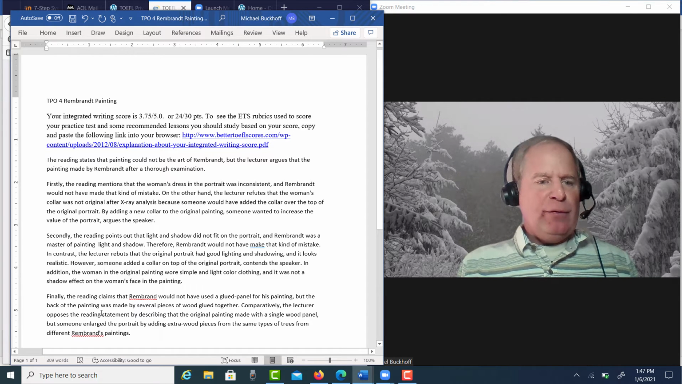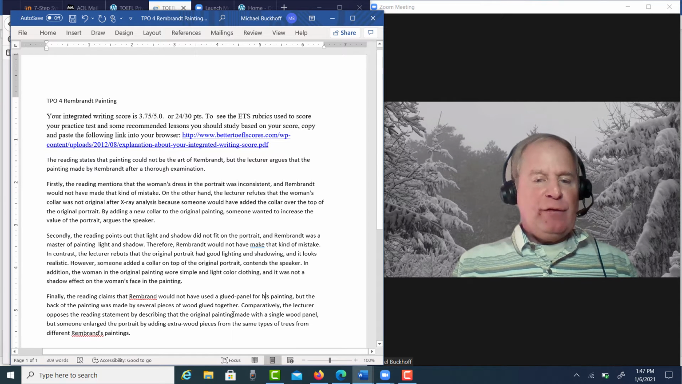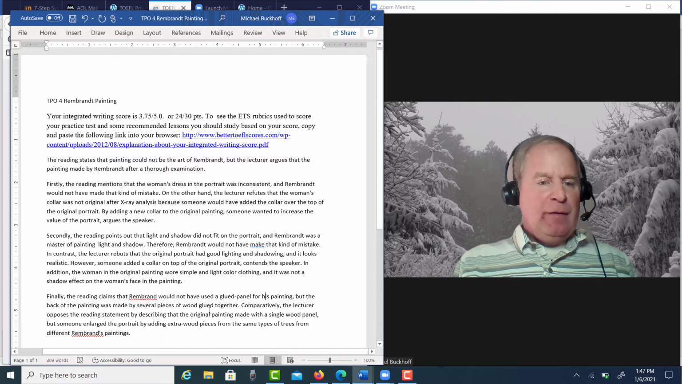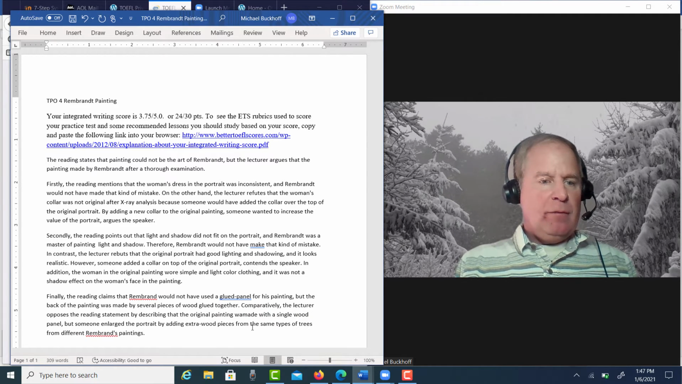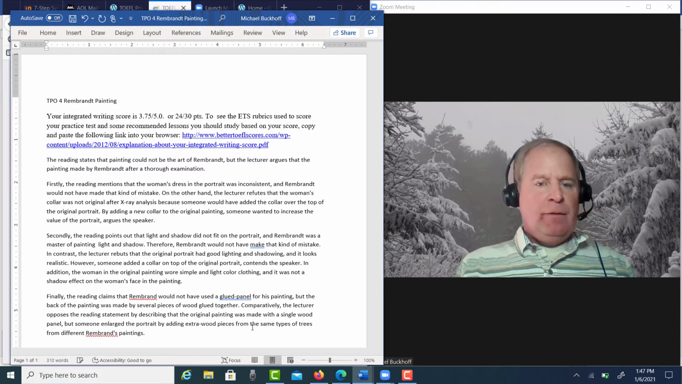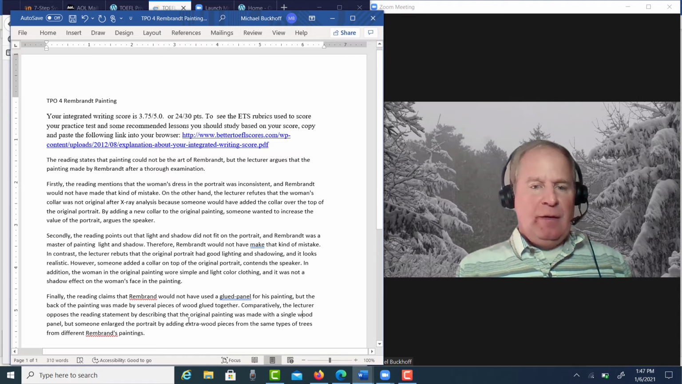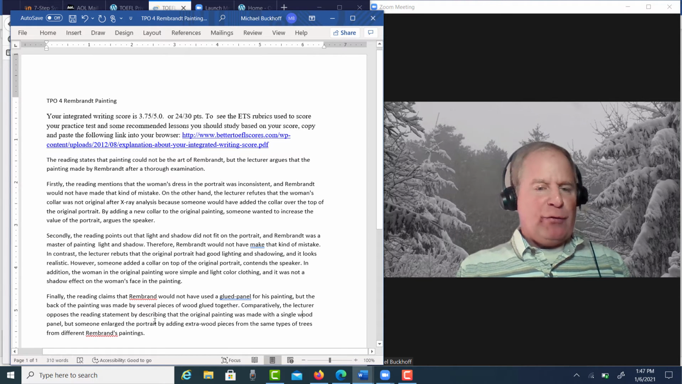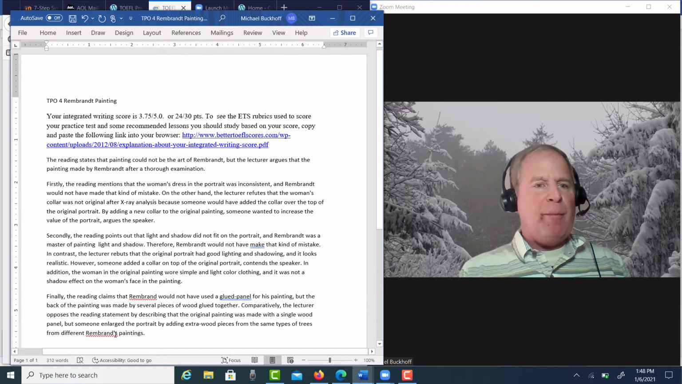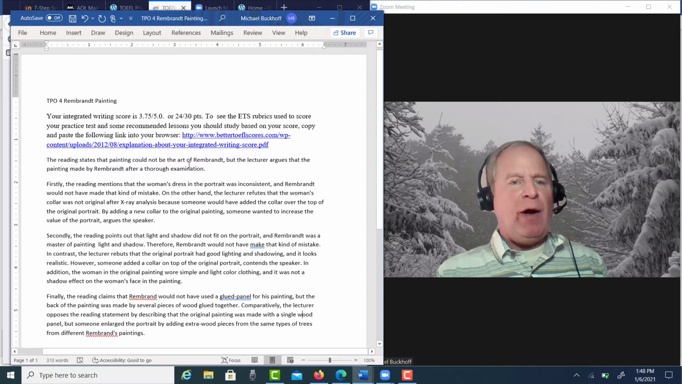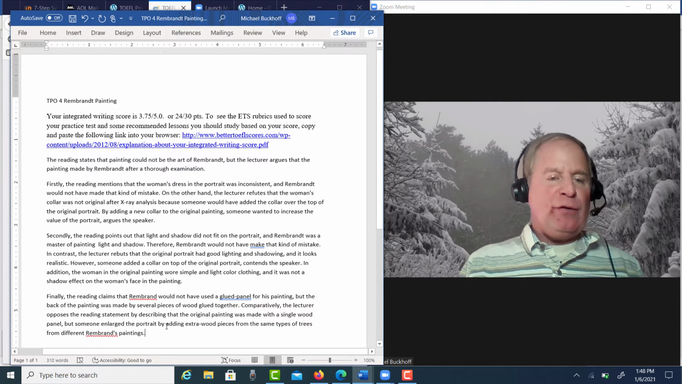"Comparatively, the lecturer opposes the reading statement by describing that the original painting was made with a single wood panel." So, passive voice there, right? It was made by someone. "But someone enlarged the portrait by adding extra wood pieces from the same types of trees from different Rembrandt's paintings." I think Rembrandt, it starts off, don't forget the T there, but that's not going to cause you to score lower there.